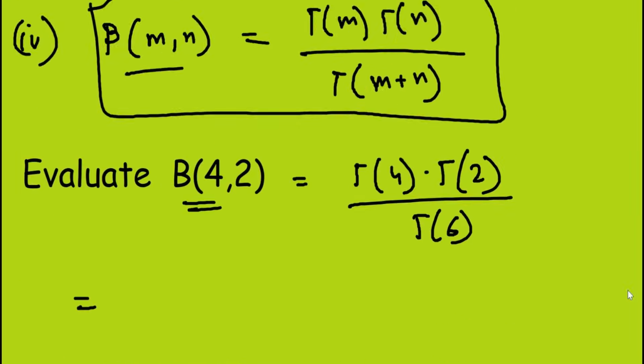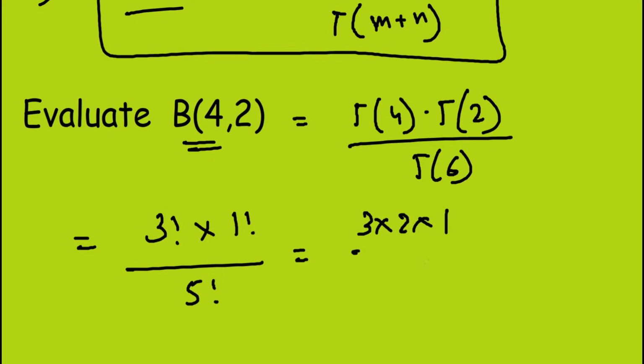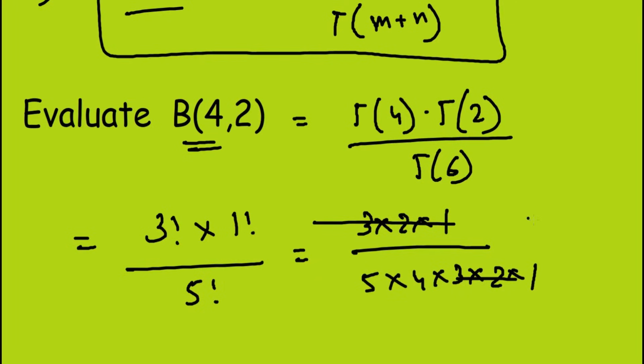So we can easily solve this problem now. What is gamma 4? Gamma 4 is 3 factorial. What is gamma 2? 1 factorial. What is gamma 6? 5 factorial. If I expand this, 3 into 2 into 1 divided by 5 into 4 into 3 into 2 into 1. So 3 into 2 cancel, 3 into 2 cancel. This is simply 1 by 20. This is what we have.